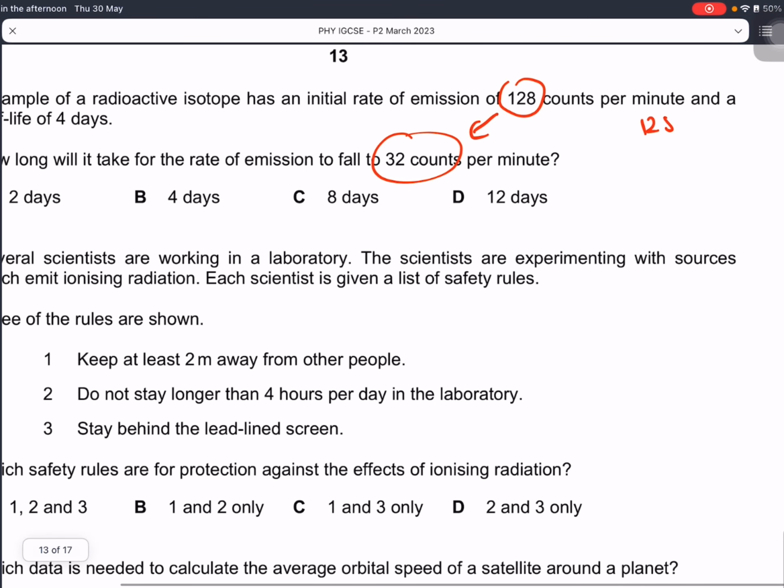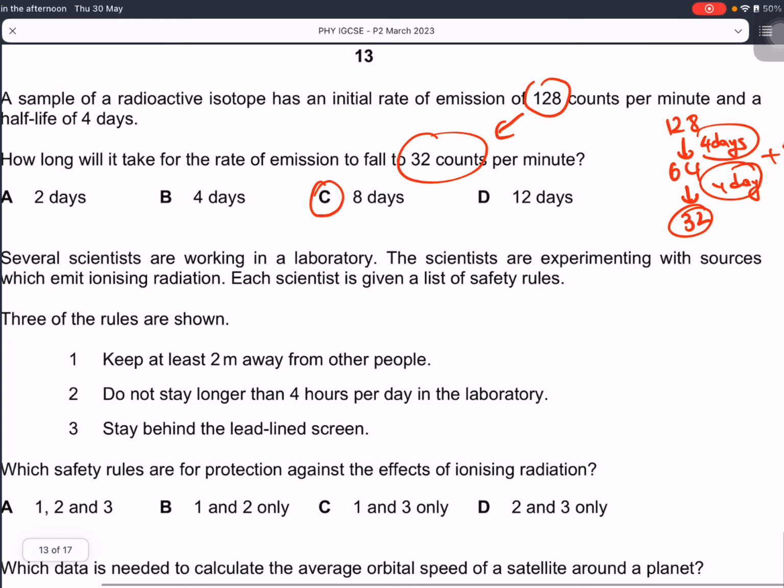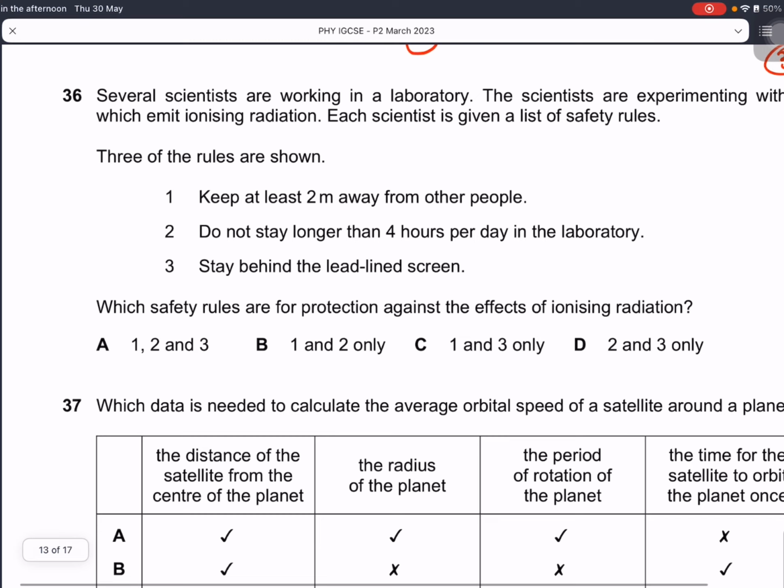So 128, after one half-life, will reduce to half of it. So after one half-life it is reduced to 64. This is one half-life, which is 4 days, yeah? Are we there? No, we should not stop till 32. So then 32, oh, we stop here. 4 days more. How many days? 4 plus 4 makes 8 days, okay? This is simply half-life. Half-life is the time needed to reduce the amount to half. 2 half-lives, each 4 days, so it's 8 days.